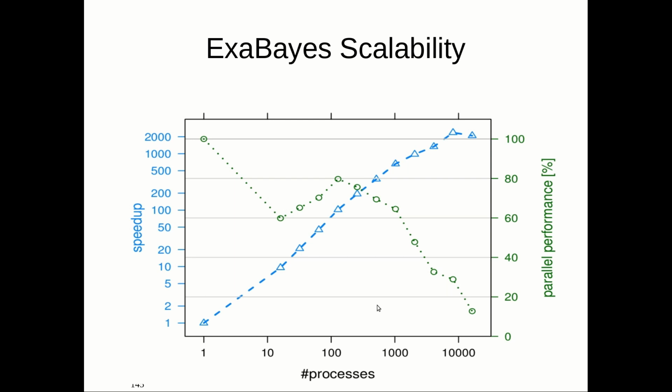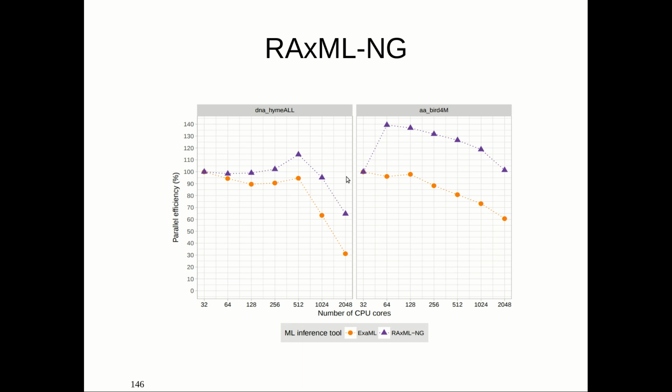So this is a scalability plot of ExaBayes. Here you can see the speedup over the number of processes, and here you can see the parallel performance, the parallel efficiency. It's doing a weird upwards jump here, which is probably associated with cache efficiency. And here, this is a very interesting plot. This is the parallel efficiency of RAxML-NG, the blue line here, compared to ExaML, which was our previous maximum likelihood tool for supercomputers.